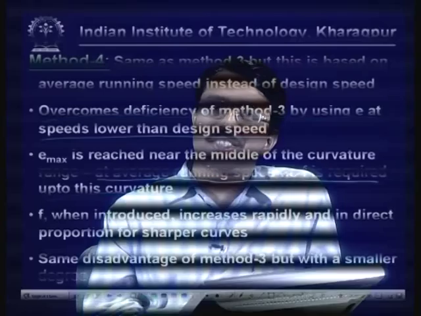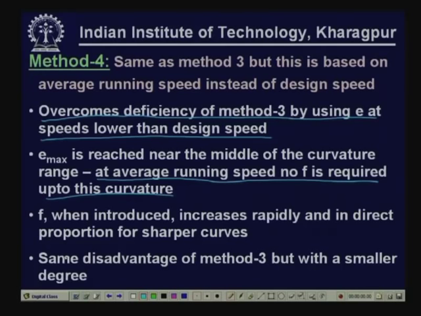Essentially, method 4 has the same disadvantages of method 3, but with a smaller degree, because the super elevation here is calculated not based on the design speed, rather based on the average running speed. Although the problems are similar, it makes the problem smaller, but it has essentially the same disadvantages.